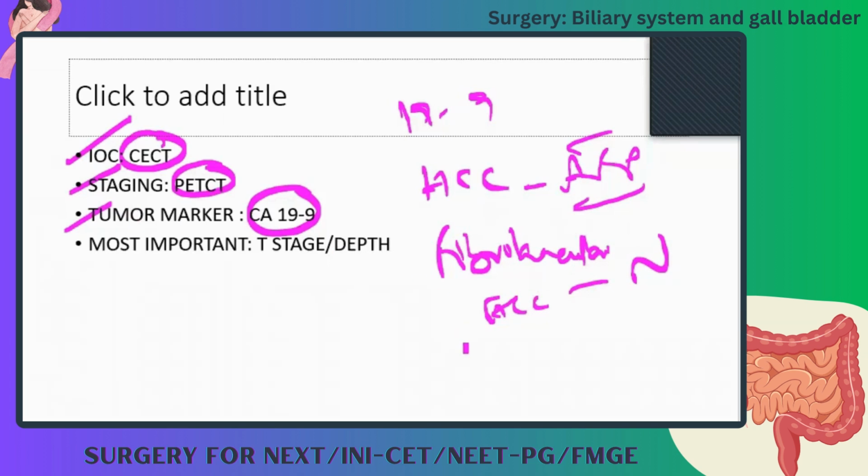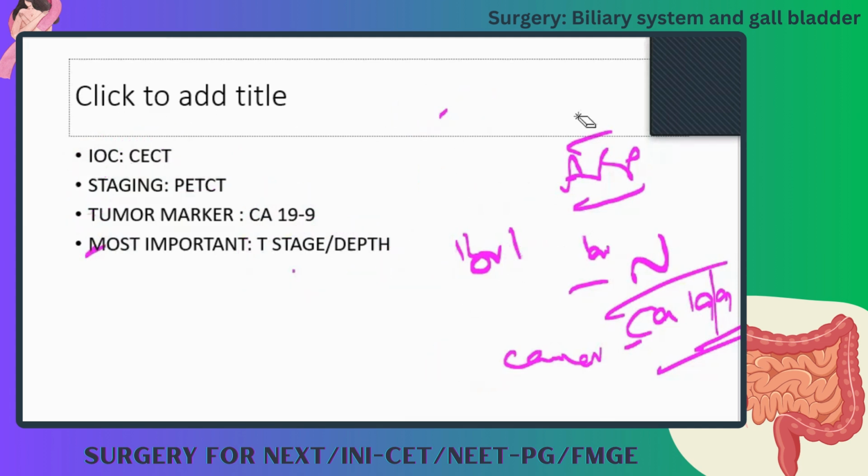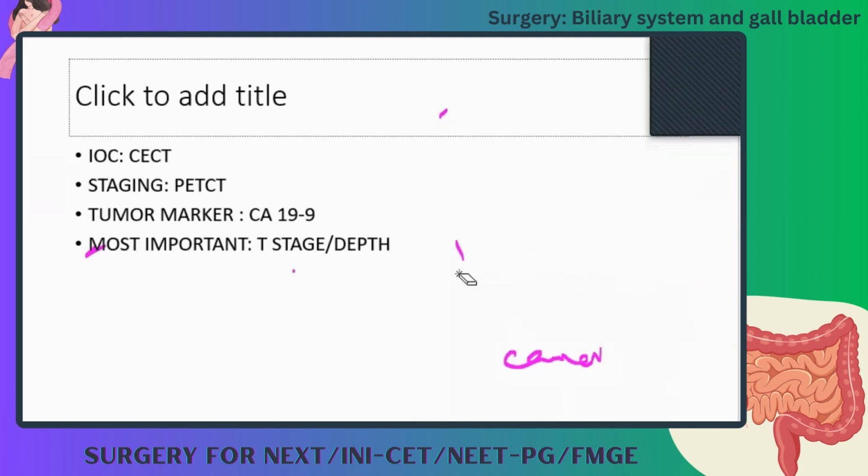Finally, the tumor marker for gallbladder cancer. This is the last tumor marker. The tumor marker for gallbladder cancer is CA19-9. The most important prognostic factor is T stage and depth. So these are the four points here: investigation of choice is CECT, staging is PET, tumor marker is CA19-9, and the important factor is T stage and depth.